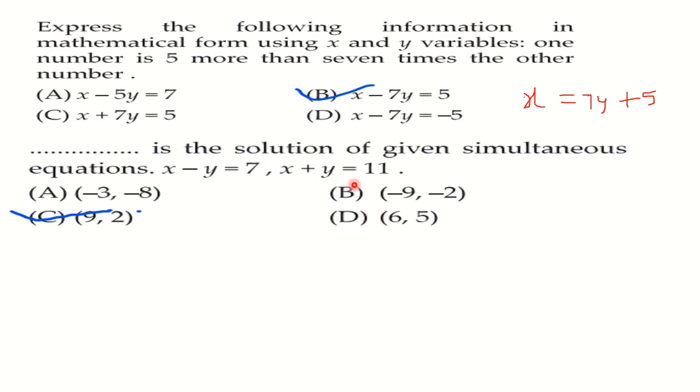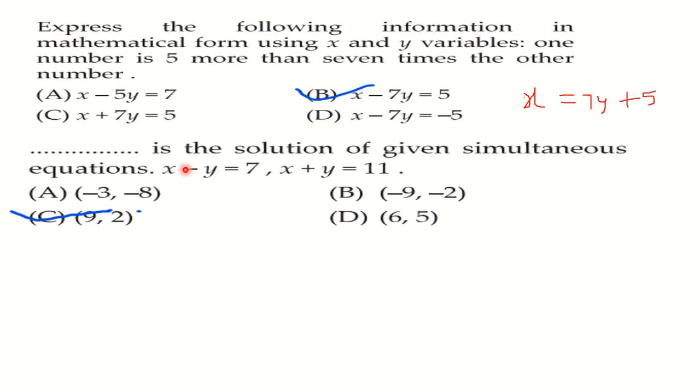Then here x plus y is 11. So here you can see the sum is minus 11. So this is also wrong. So this is the only correct one. So this way you can use the trial and error method also.